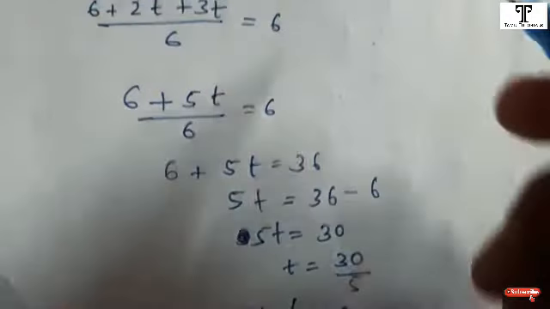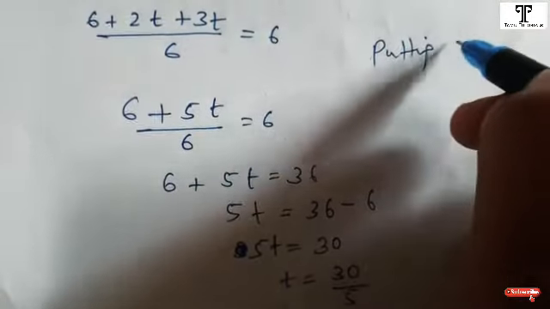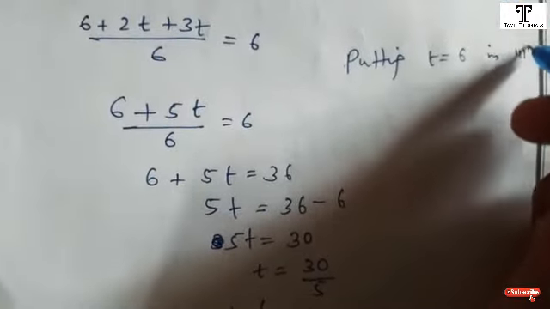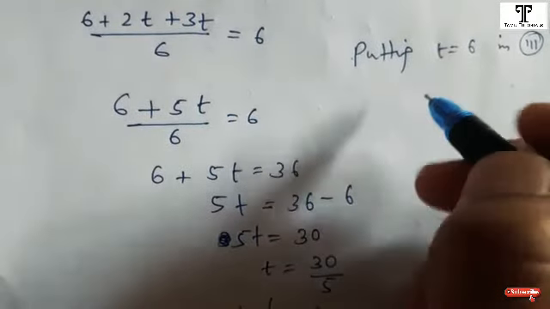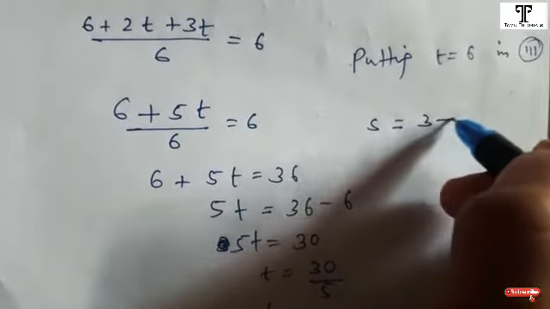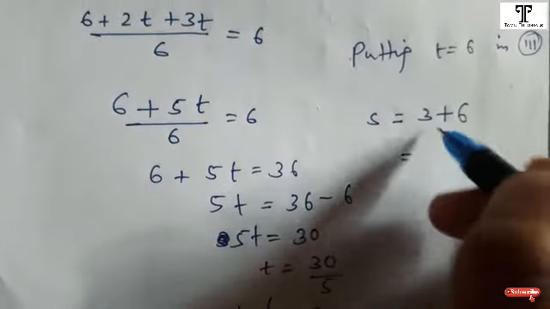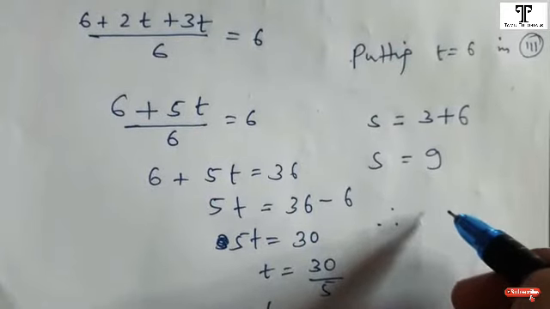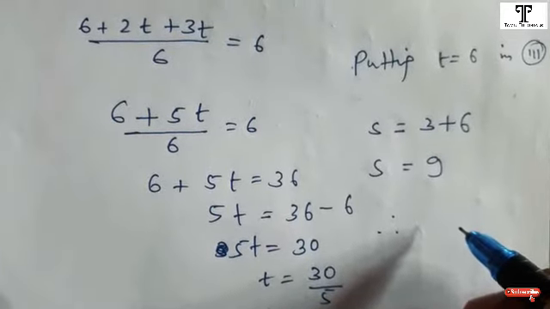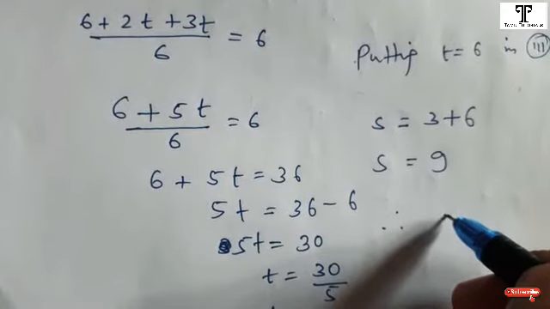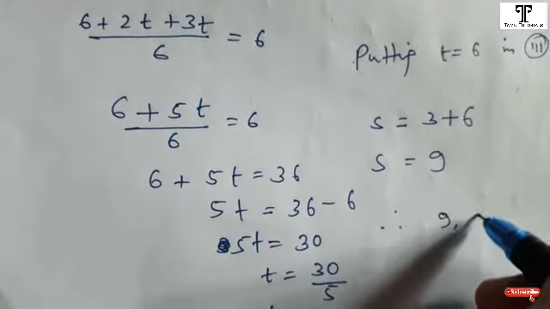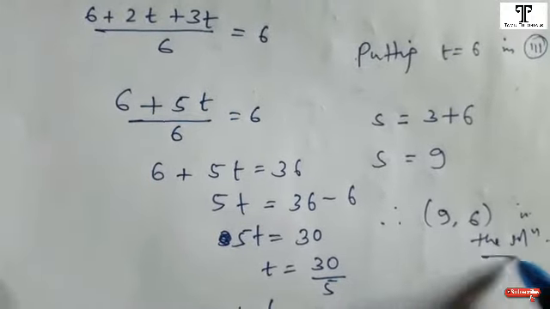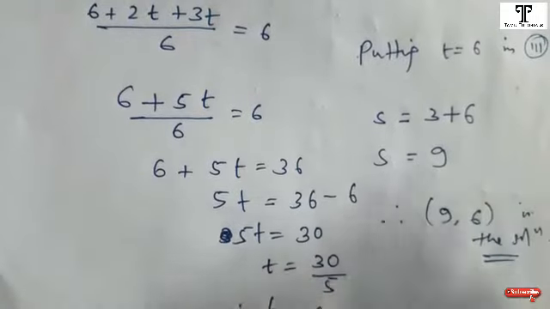Now you can put the value, putting t is equal to 6 in equation 3. So your equation 3 is s is equal to 3 plus t, so value of t is 6, so 3 plus 6 is 9, s equal to 9. So therefore, first s and t, so this is in order s and t, so 9 comma 6 is the solution. Okay, or you can leave this much only also.